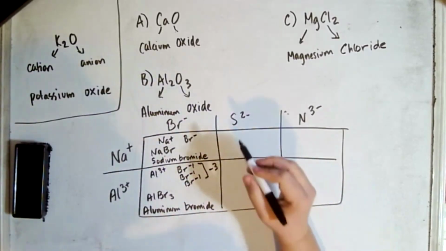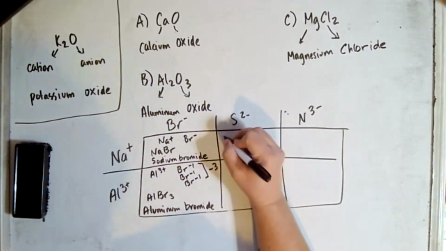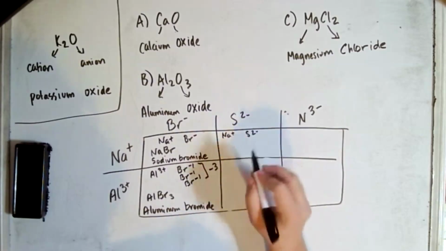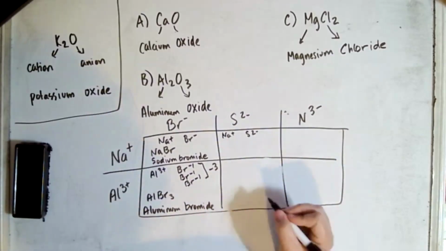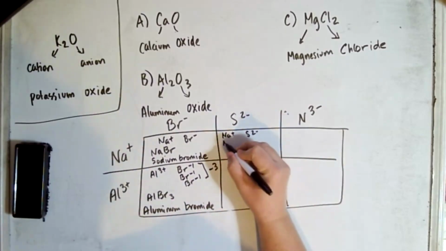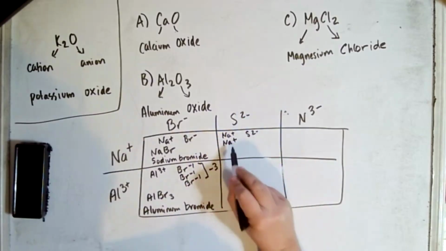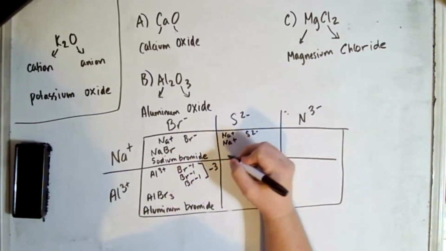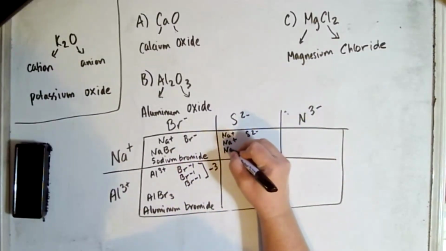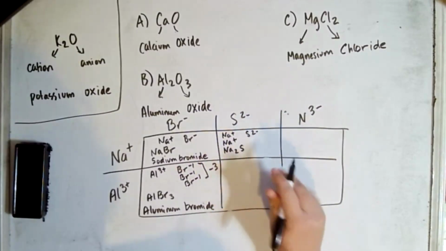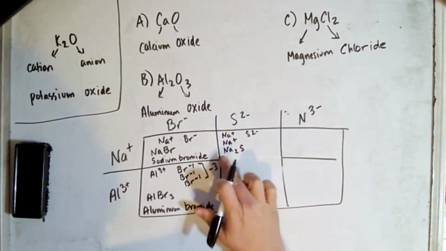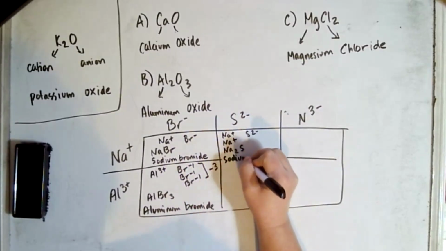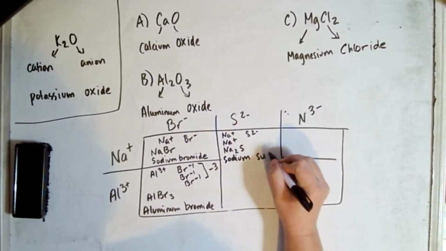Okay. Up here, our next example, we have our sodium ion combining with our sulfide ion. Our sulfide ion has a -2 charge. So we're going to need 2 sodium ions to get enough positive charge to equal our -2. Our formula for that is going to be Na2S. Give ourselves a little more space. And the name for that is going to be sodium sulfide.